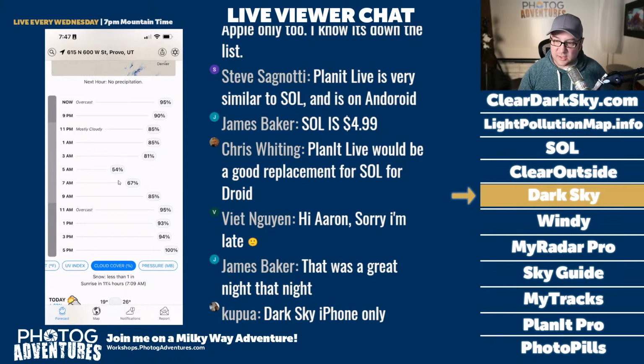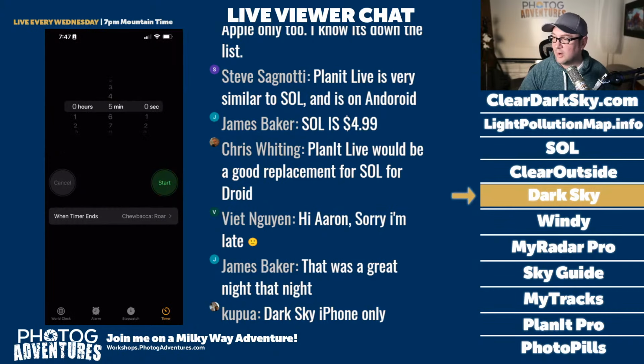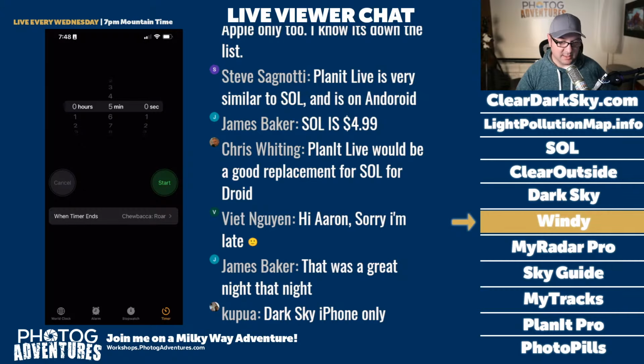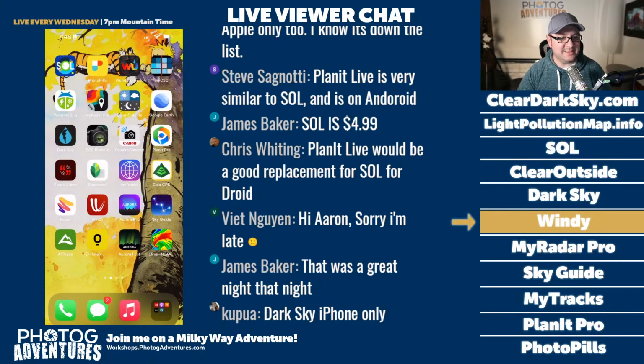All right, so that's Dark Sky. Let's go ahead and borrow some time from Dark Sky and go into our app number 6. App number 6 is Windy, another weather app. Start that timer. Windy is this red icon.